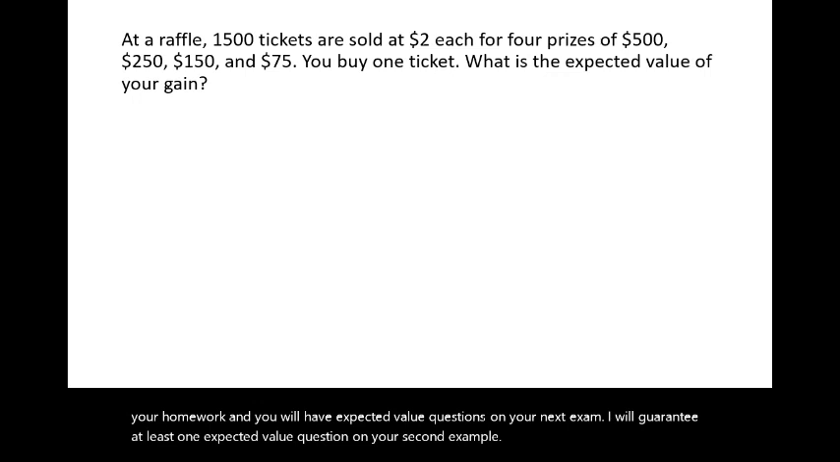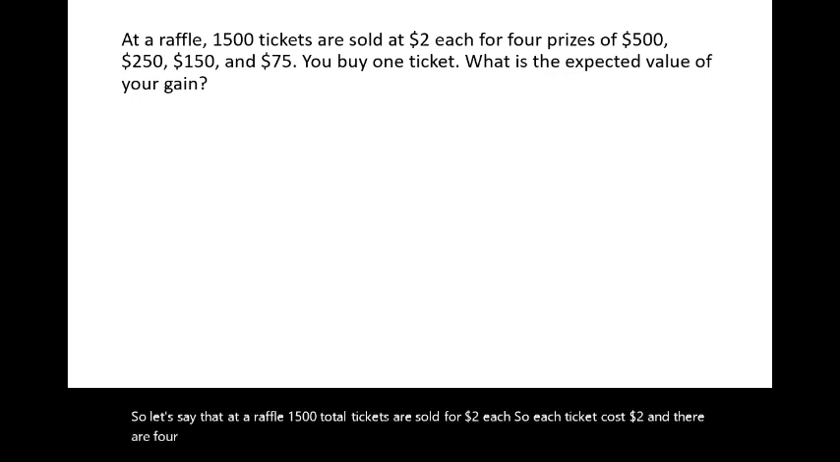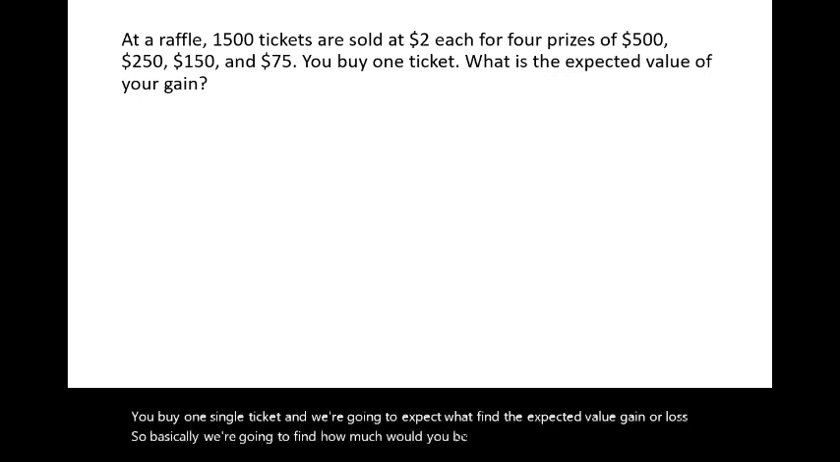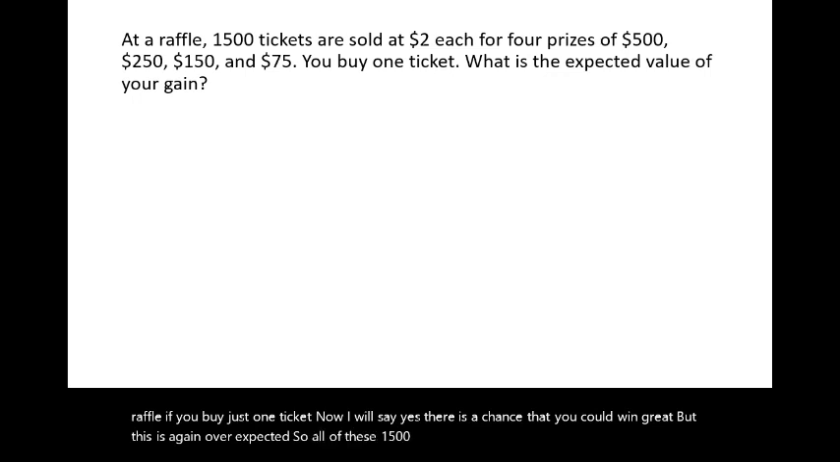So let's say that at a raffle, 1,500 total tickets are sold for $2 each. So each ticket costs $2. And there are 4 prizes: a $500 prize, $250, $150, and $75. You buy one single ticket, and we're going to find the expected value gain or loss. So basically, we're going to find how much would you be expected to make or lose off of this raffle if you buy just one ticket. Now, I will say, yes, there is a chance that you could win. Great, but this is, again, over expected. So of these 1,500 tickets, how much on average is each ticket going to gain or lose?